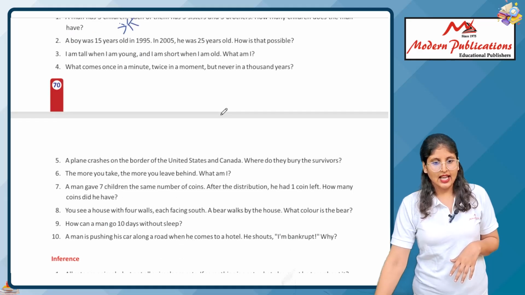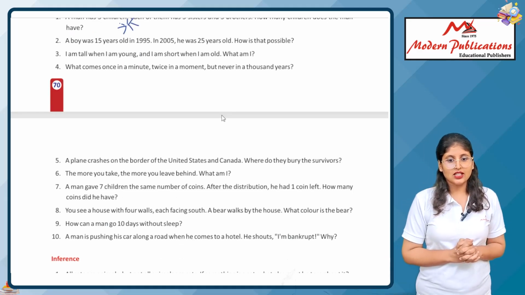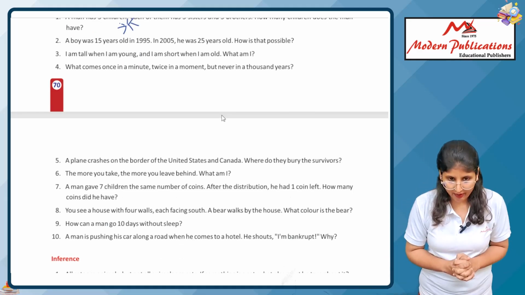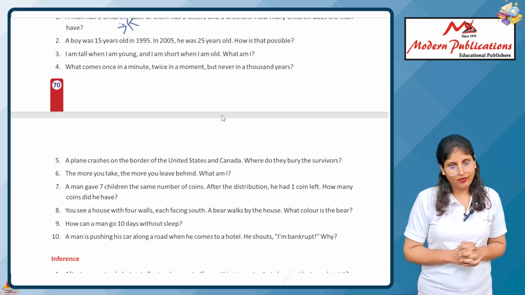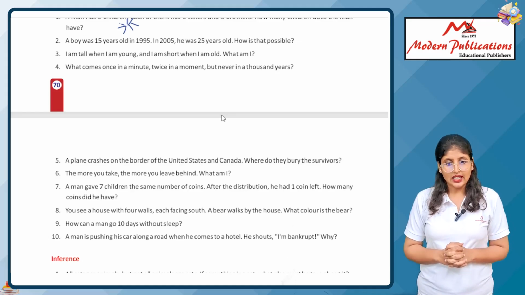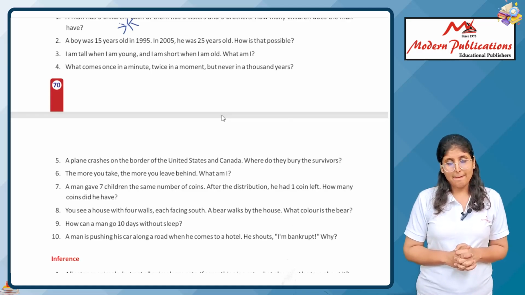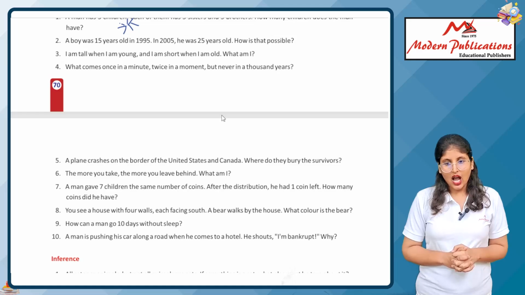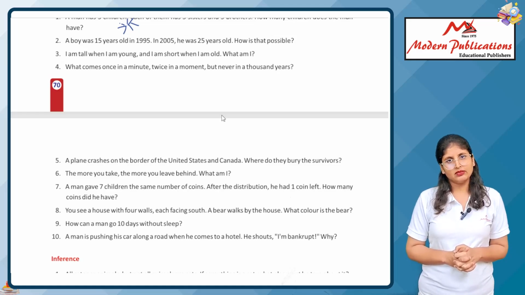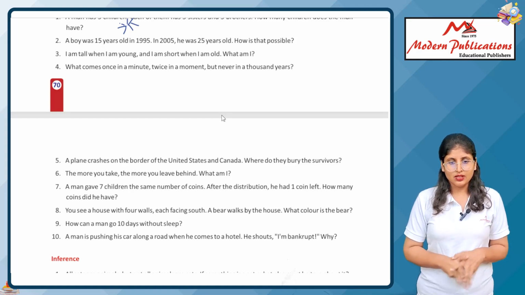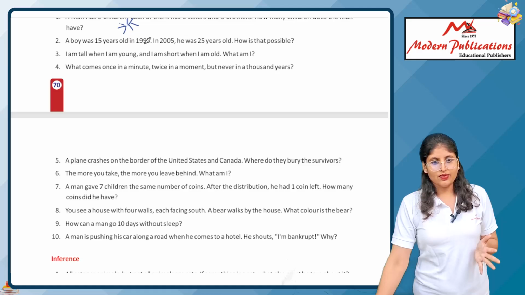Six. Yes. Next, a boy was 15 years old in 1995. In 1995, the age of the boy is 15 years. In 2005, he is 25 years old. How is it possible? Of course, it is possible. In 1995 he is 15 years old, and in 2005 there is a gap of 10 years, so the age increases from 15 to 25.